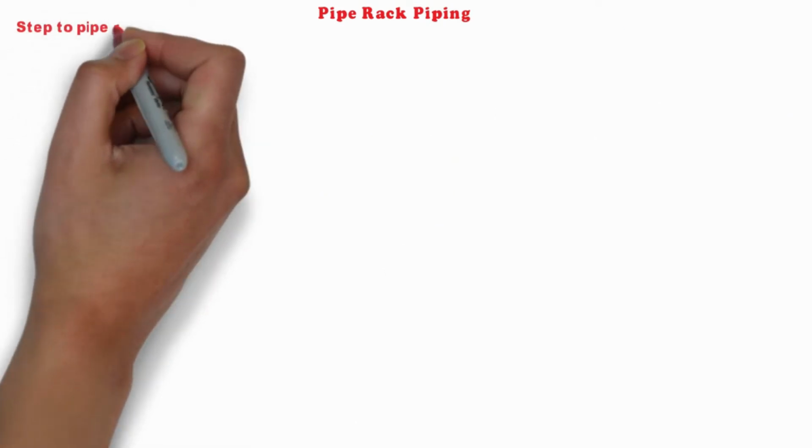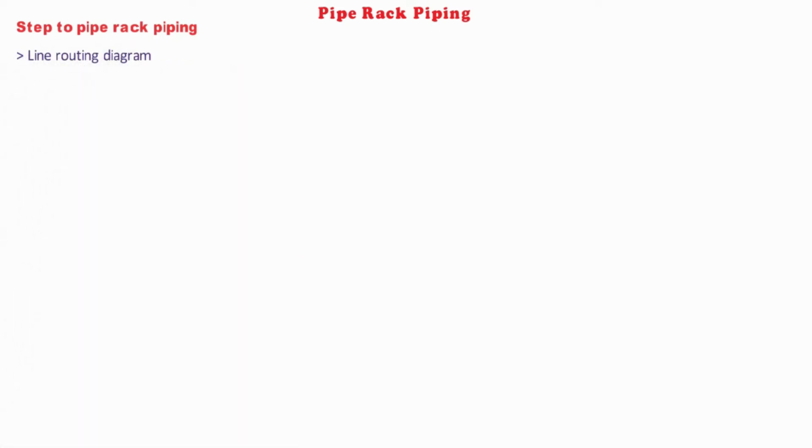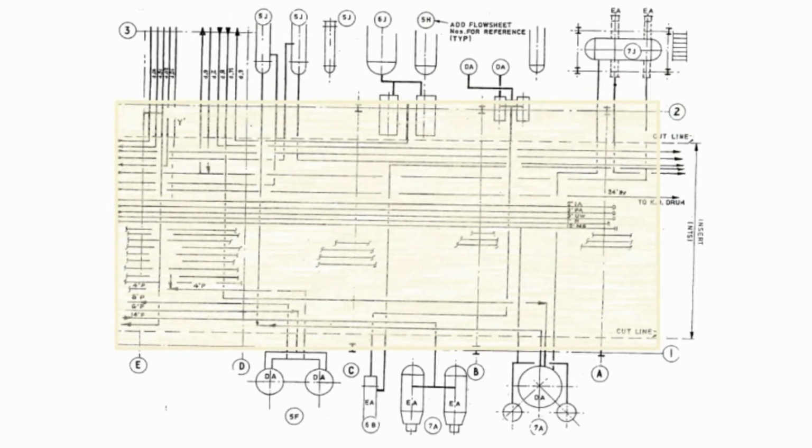Let's see what are the steps required in pipe rack piping. The very first step in development of any pipe rack is generation of a line routing diagram. A line routing diagram is a schematic representation of all process piping systems drawn on a copy of the pipe rack general arrangement drawing or on a unit plot plan, where the pipe rack runs in the middle of the process unit, based on required information available.